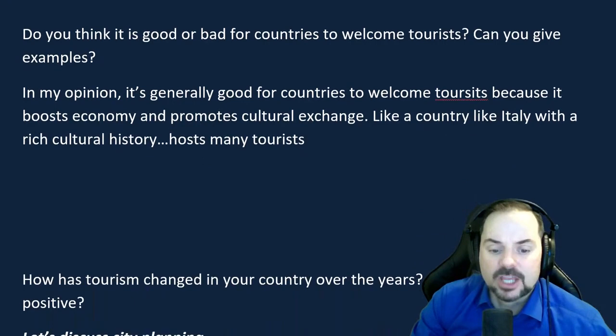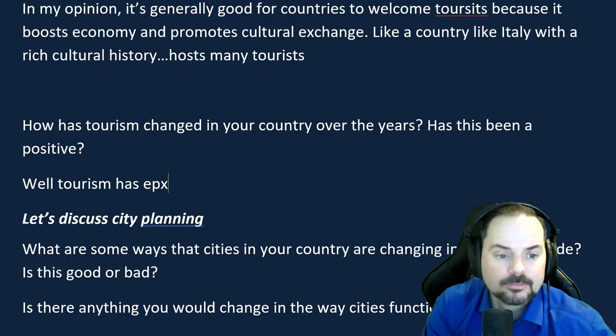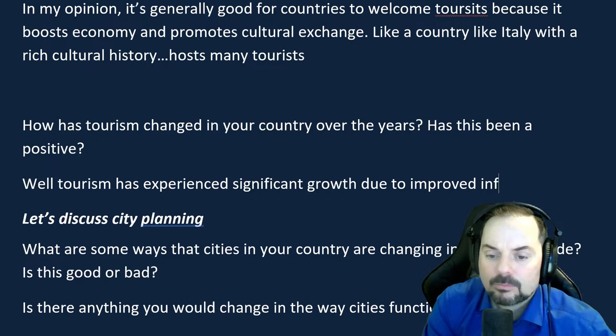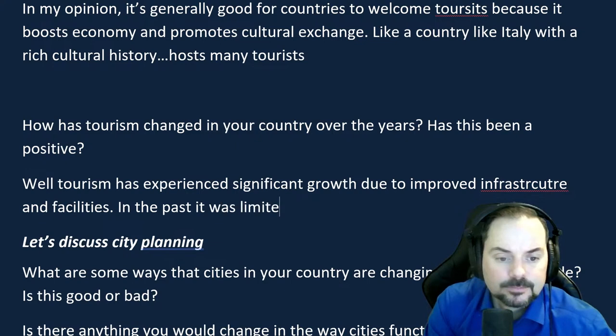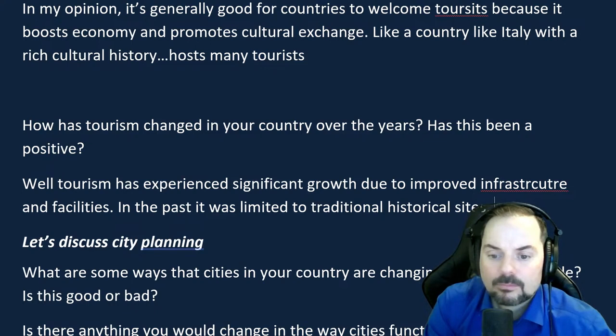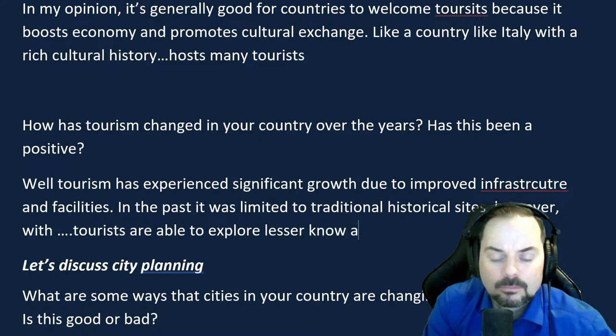How has tourism changed in your country over the years? Well, I would say tourism in my country has experienced significant growth over the years due to the development of new infrastructures and improved facilities and amenities. In the past, it was mostly limited to traditional tourist attractions such as historical sites and natural landscapes. However, with the advent of technology and increased accessibility, tourists are now able to explore lesser known areas and engage in various activities, such as adventure tourism, food tourism, and cultural tourism.